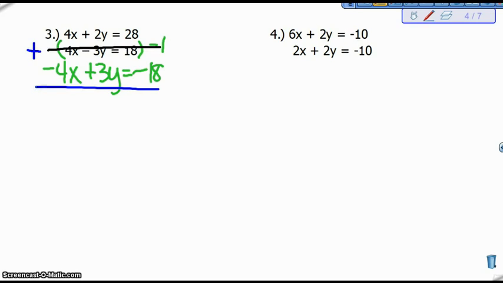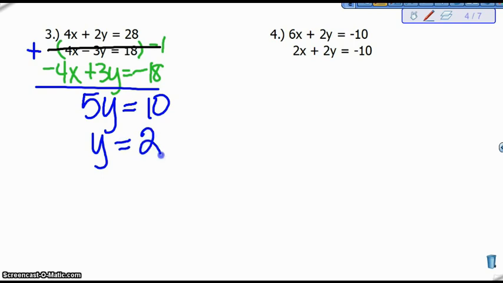And 4x plus -4x gives me 0x, so I don't have to write anything. 2y plus 3y gives me 5y. And 28 plus a -18 gives me 10. And if I divide both sides by 5, I know that y is equal to 2. So now we need to know what x is.